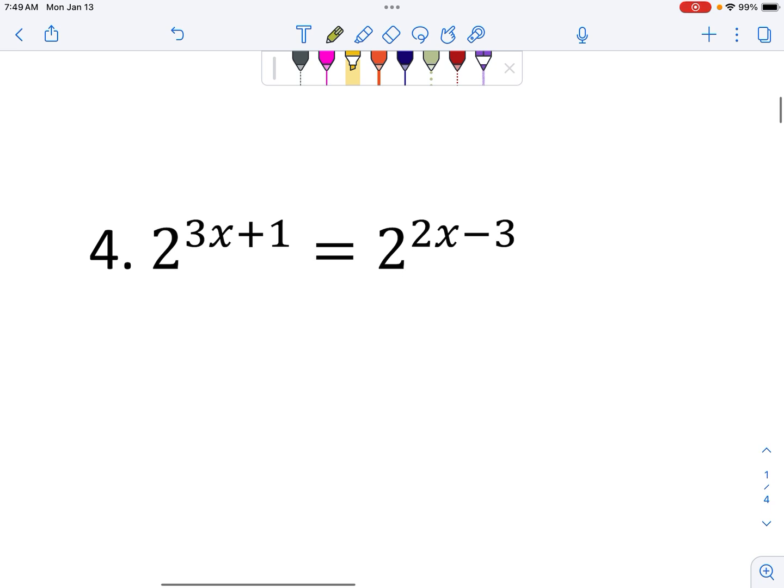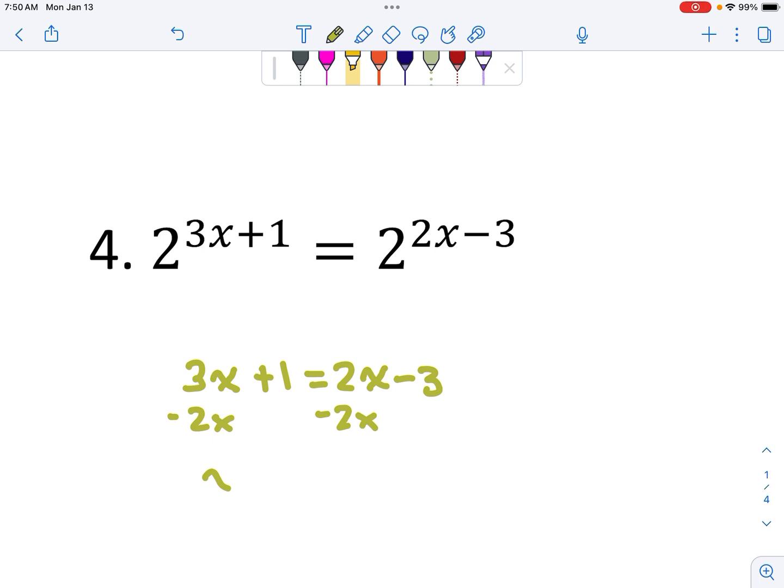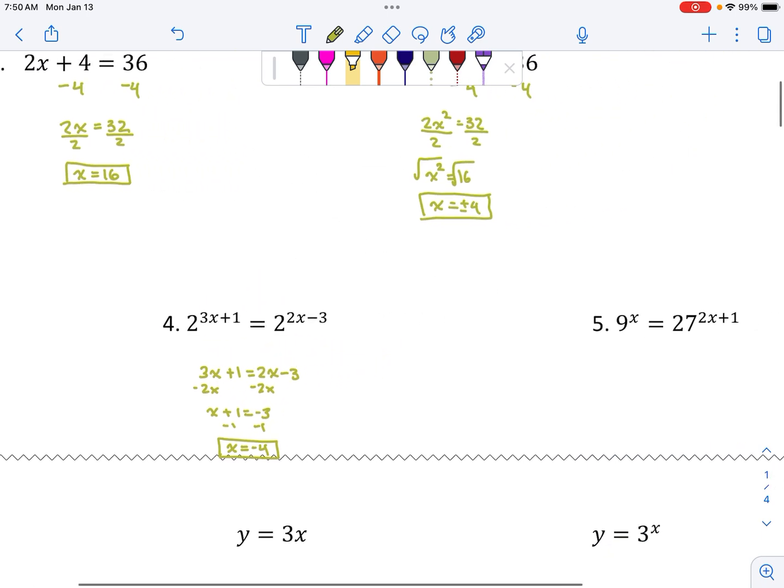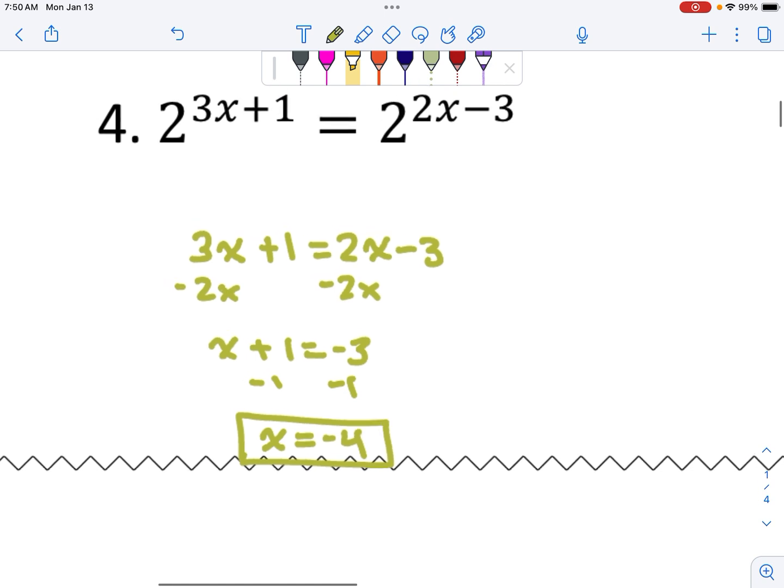Number 4, they already have the same base, so 2 to the something equals 2 to the something. That means we can take the exponents and set them equal to each other. And then getting x by itself, I'm going to subtract 2x from both sides. Subtract 1. And I got x equals negative 4.